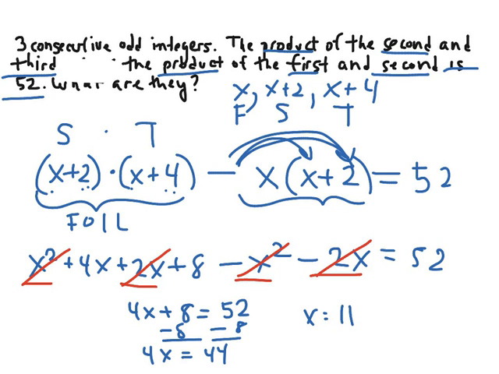So if x is 11, that's our first one. The next consecutive integer would be x plus 2, which is 13, and the last one is 15. So 11, 13, and 15 are the three consecutive integers that satisfy this expression.